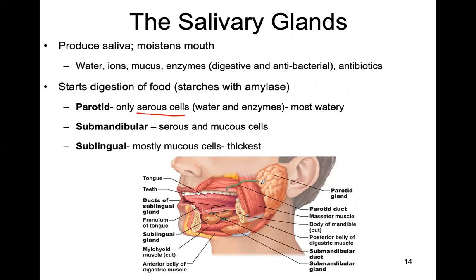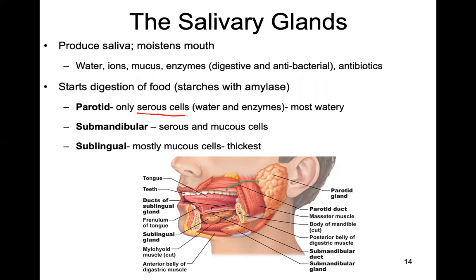Submandibular, as the name implies, sits underneath your mandible, so that's your submandibular. It is a gland that contains two types of cells: the serous cells, which are responsible for the watery saliva, and what we identified as mucus cells, which, as the name implies, produce a more thick saliva. So submandibular produces a saliva that's thicker than the parotid gland saliva.